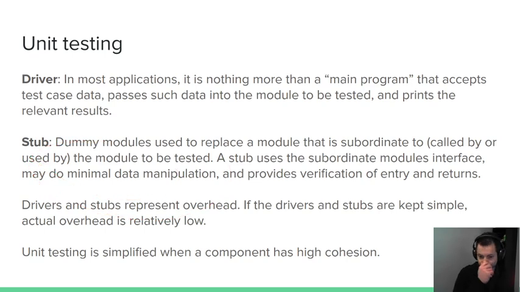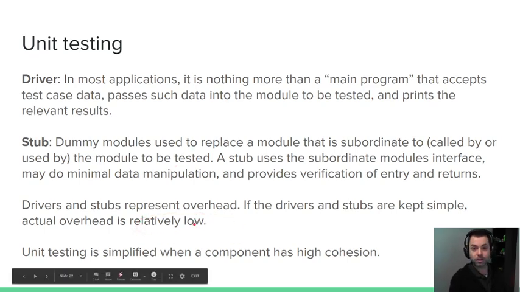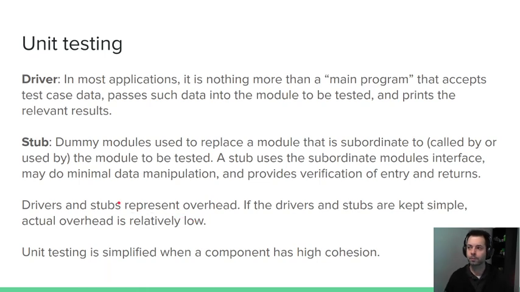Definitions here for you: drivers and stubs. Again, part of the unit testing process. Just be aware of what they do, and you should honestly be okay. Again, a driver is what's going to effectively run your tests and show you the results. A stub is an empty function that will make your code actually run so that you can test things out. However, they are overhead that you are introducing here, right? You're adding extra functions, you're adding extra code.